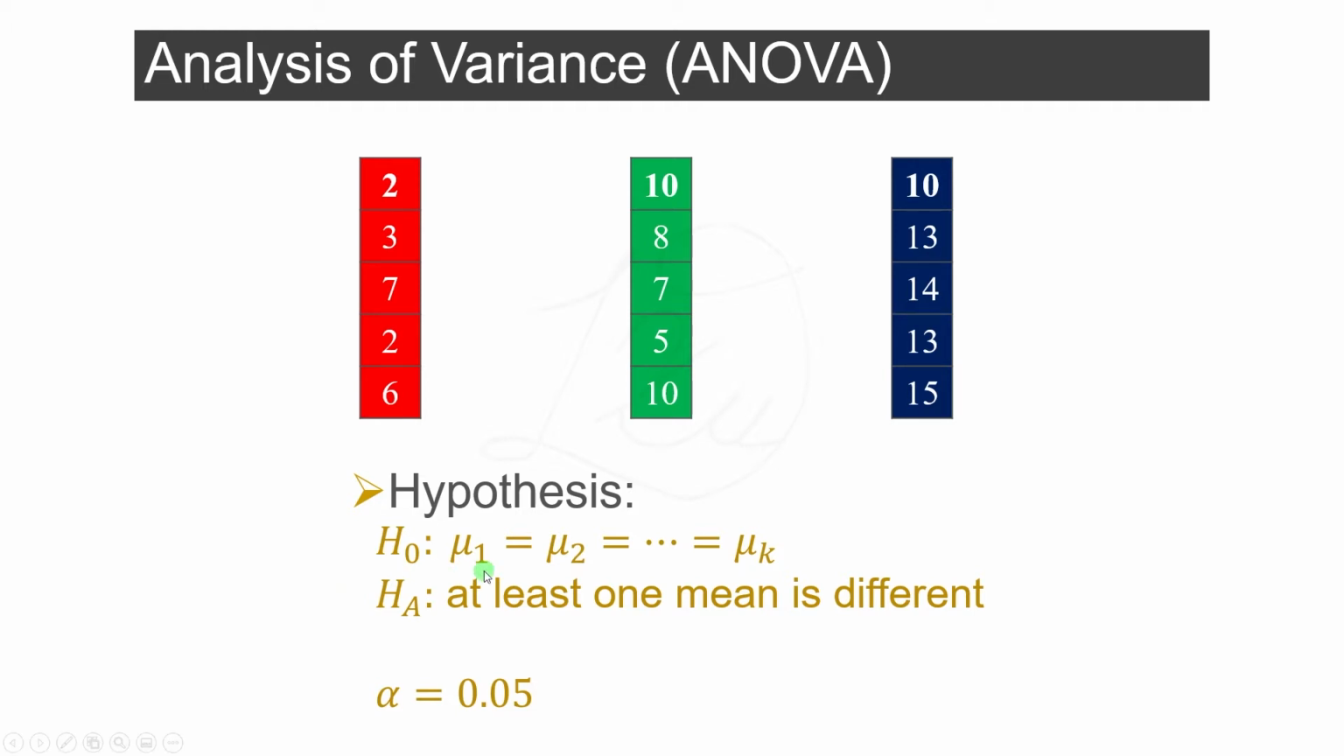The null hypothesis is all the means for differently treated materials are the same. And the alternative hypothesis is that at least one mean is different. So if we reject the null hypothesis, that means the concentration of the chemical does have impact on the material strength. We use the significance level of 0.05.